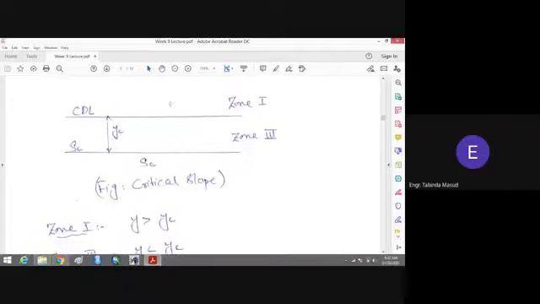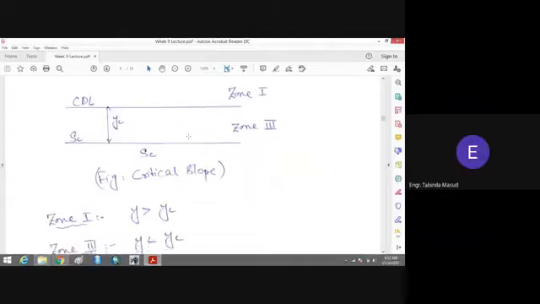If the flow is in zone number 1, we will say that y is greater than yc, and we will denote it by C1. Okay, where C stands for critical slope and 1 stands for zone number 1. And if the flow is here, we will say that yc is greater than y, and it will be denoted by C3, where C stands for the critical slope and 3 stands for zone number 3.